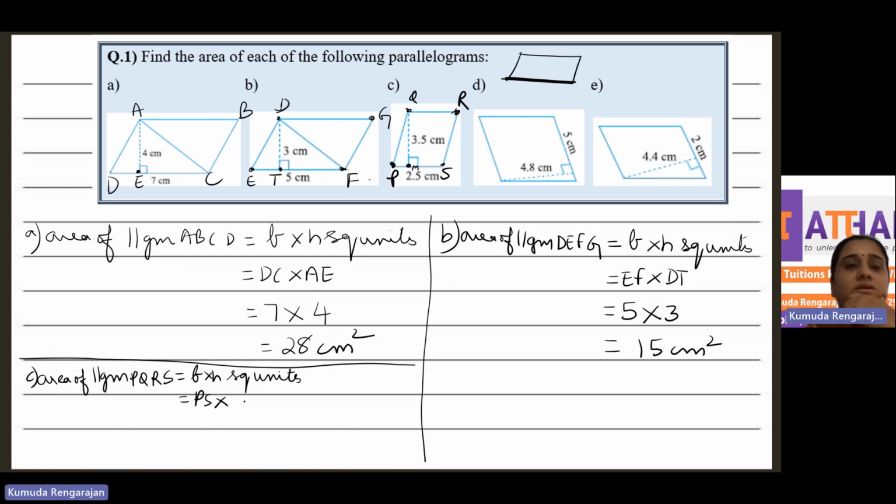And what's the altitude? Height. QM. What's the doubt there, Navneet? Okay. Then what is the length of PS? 2.5. And QM? Yeah, now multiply and tell me the product. So many centimeters square.